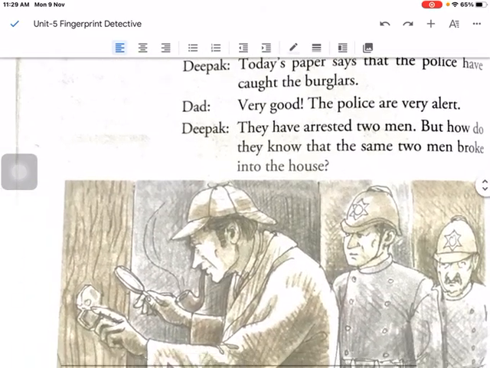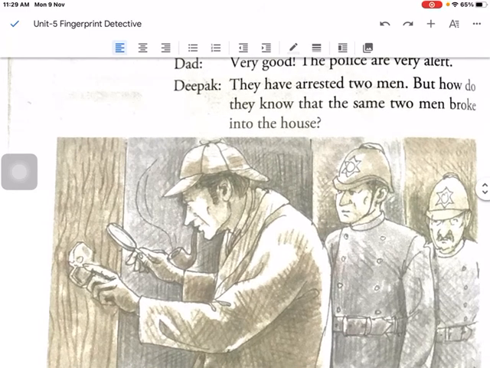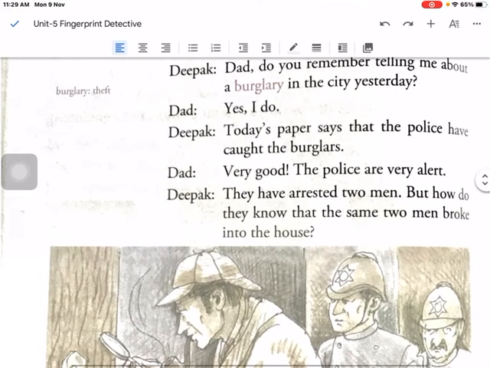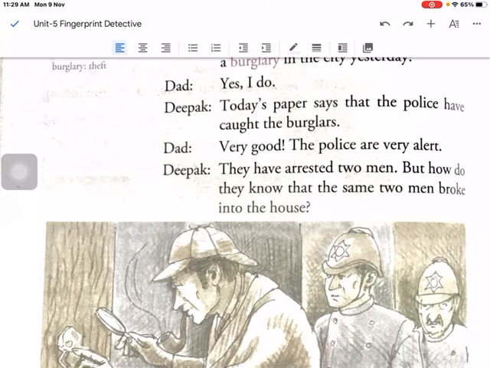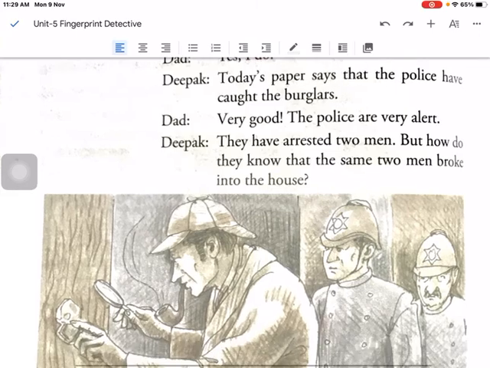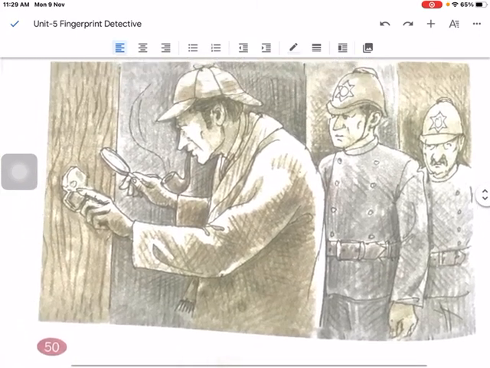Here Deepak's father gave a sheet of paper from his files where the process to identify fingerprints is given. Actually he wanted to tell his son the process by which policemen identify the thief. Okay, and they will identify that thief, isn't it? So this is a very interesting unit.